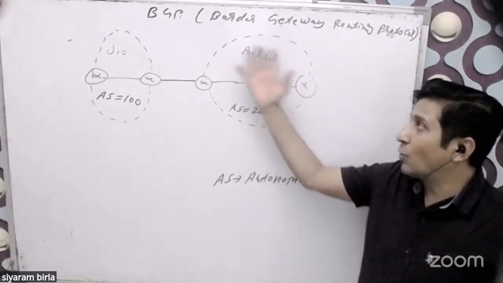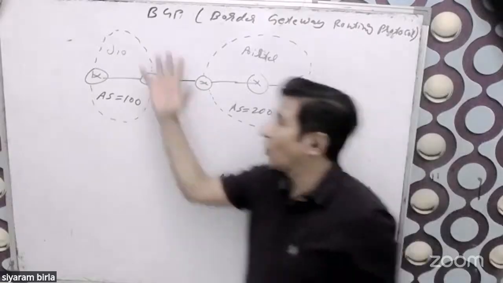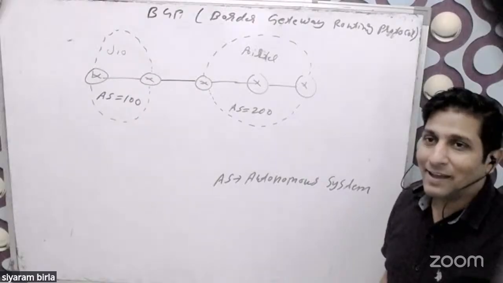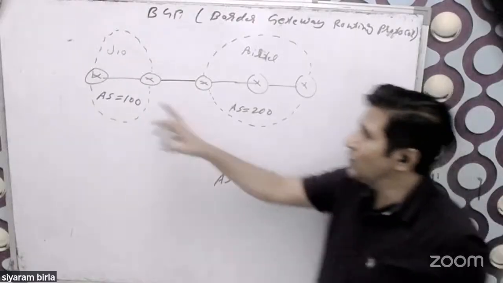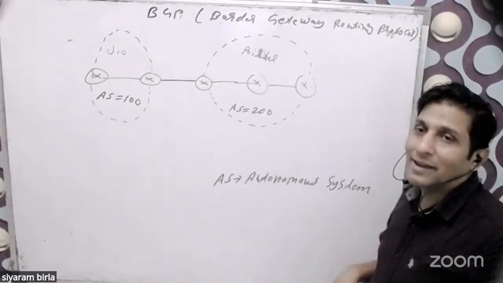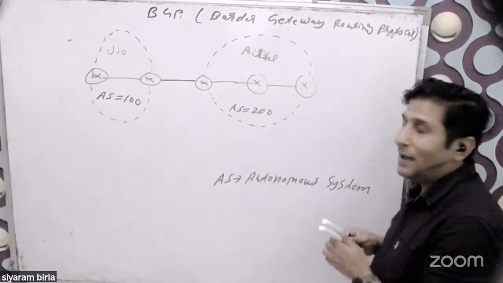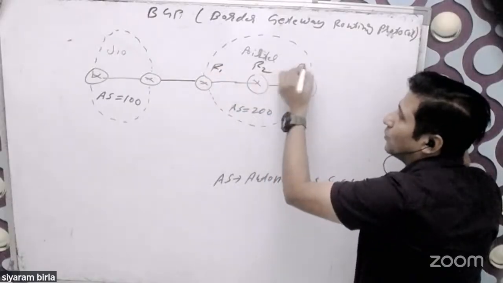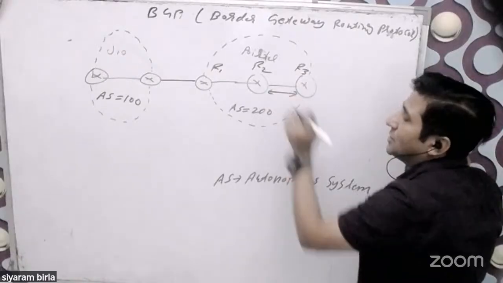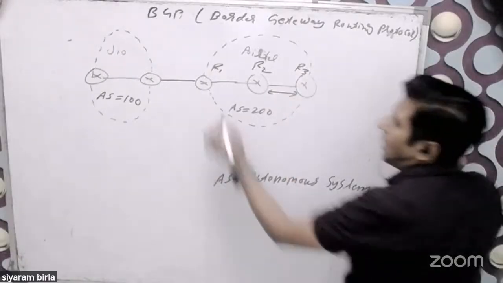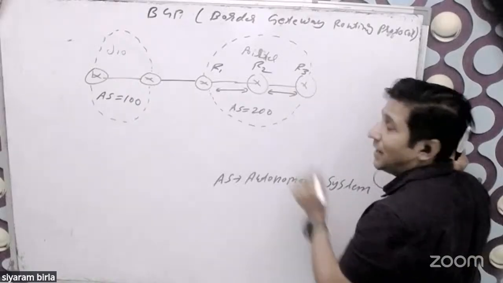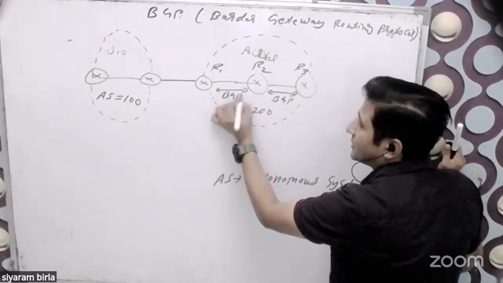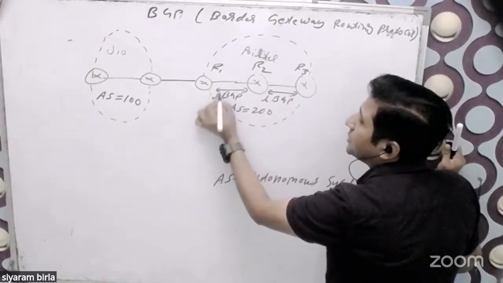This router is managed by Airtel, and this router is managed by Jio. This is called the AS number. Here is the AS number for Jio, and 200 is Airtel. If I am running BGP between R1, R2 and R3, I'm running BGP between R2 and R3, and between R1 and R2. This BGP is running within the AS, so it is called IBGP.